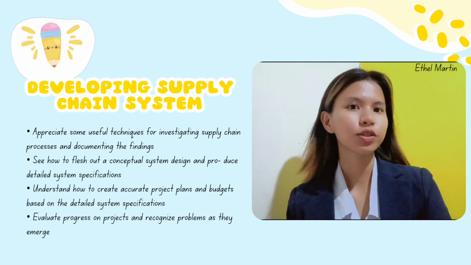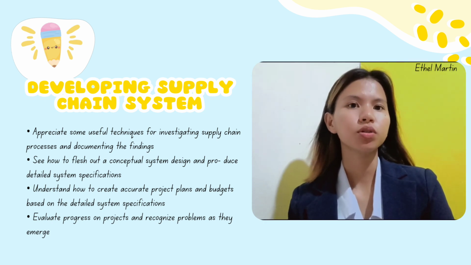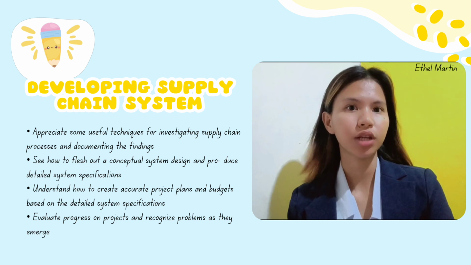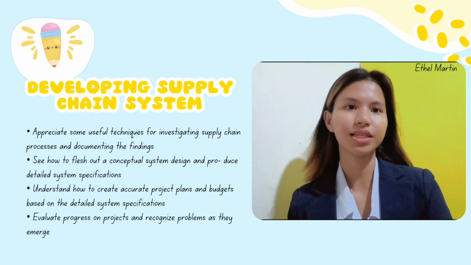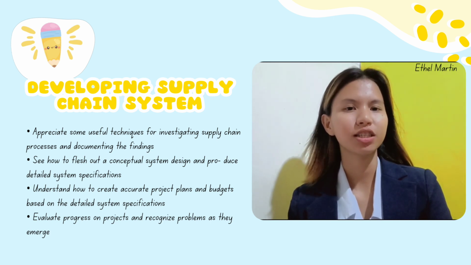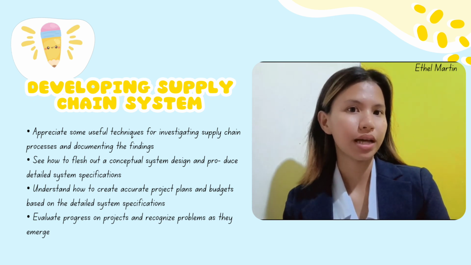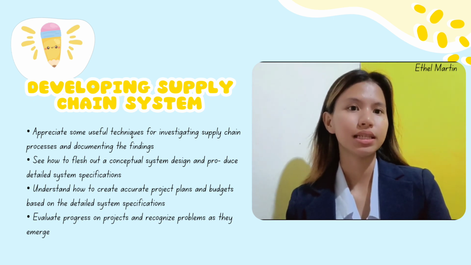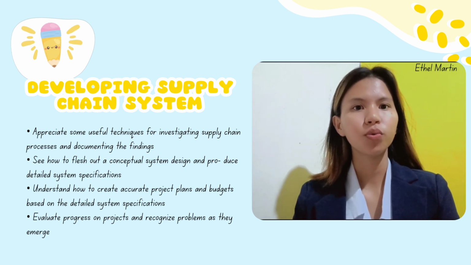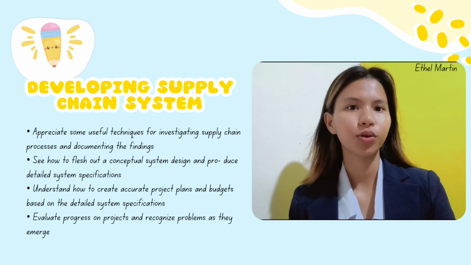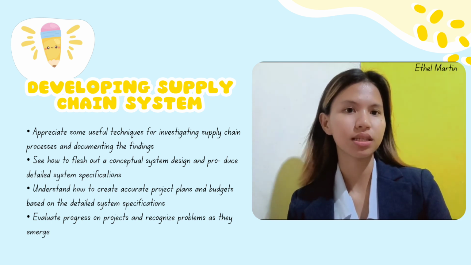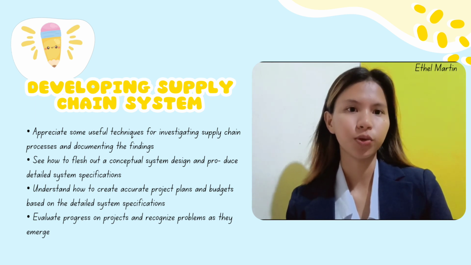Next is designing supply chain systems. The purpose of the design step is to flesh out the conceptual system designs and create the detailed system specifications. This step also creates the detailed project plan and budget needed to build the system. This is where the people who will work on the project get to take a look at what senior management wants and figure out how they will do it.